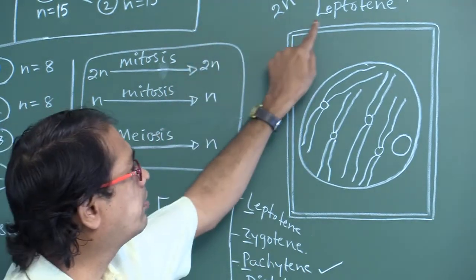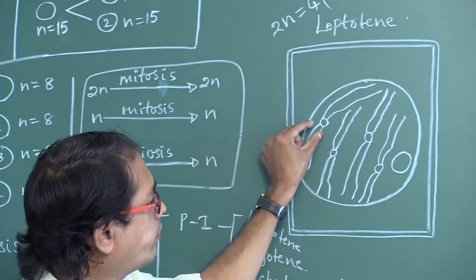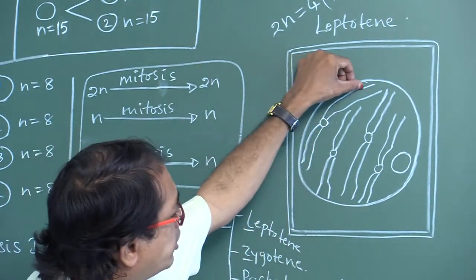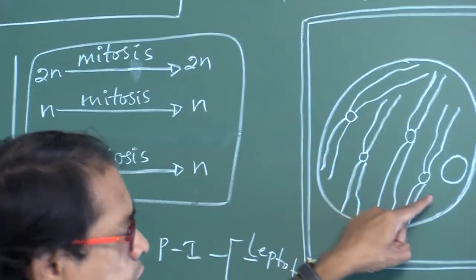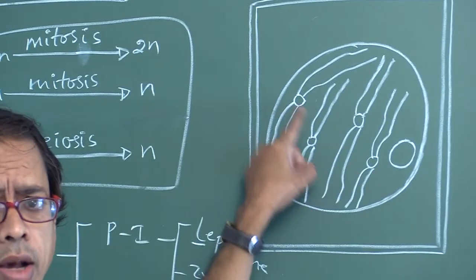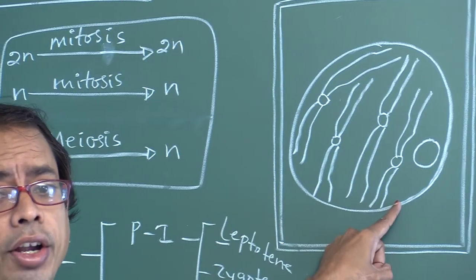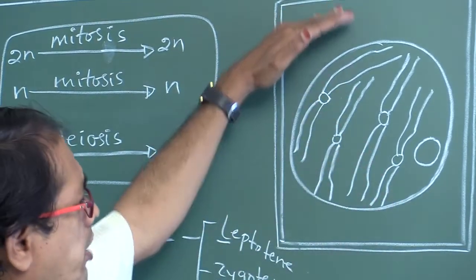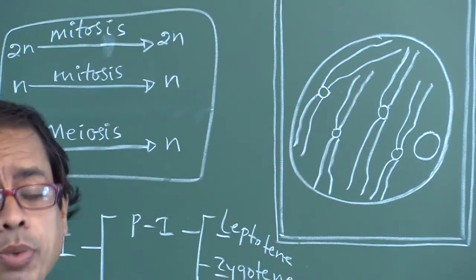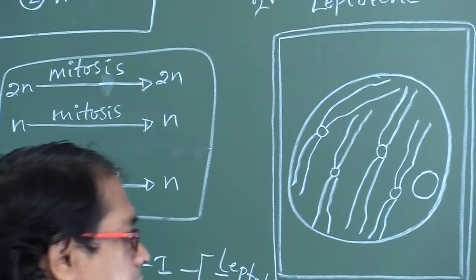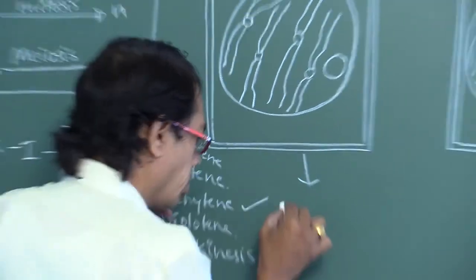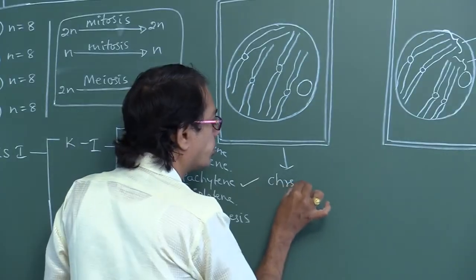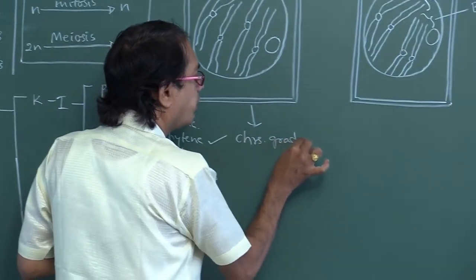So from leptotene, each chromosome has two chromatids. This is one chromatid, this is another chromatid. So number of chromosomes 4, number of chromatids 8, 4 into 2 is 8. What are the important events that occur in leptotene? The chromosomes gradually become visible.